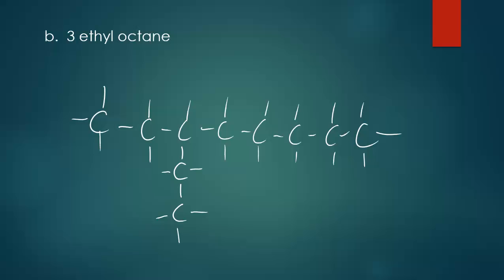Now, would this have been correct if Jeffrey had decided to do it like this? Yes. Yeah, it's the same thing. It depends on how you number these things. That is still on the third carbon, because you should always number it in such a way that the branch is on the smallest carbon.